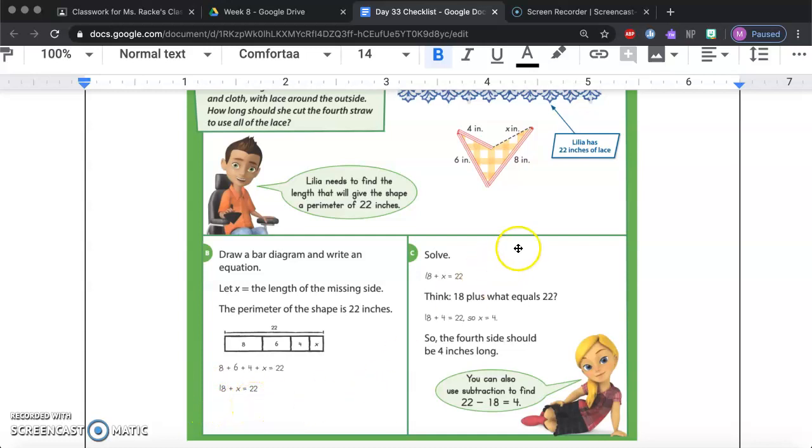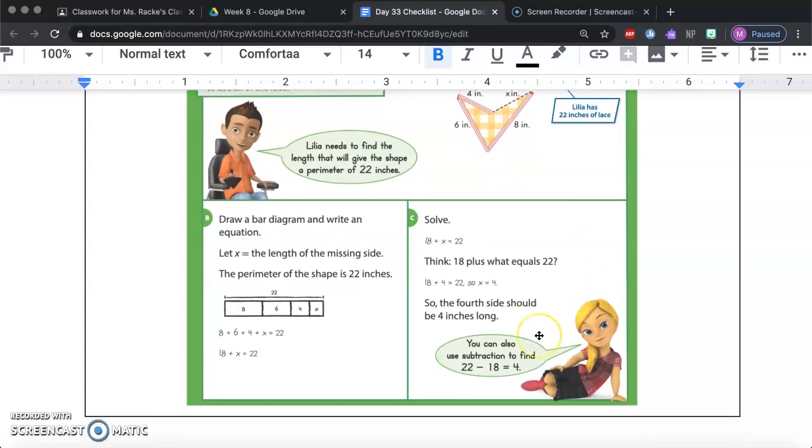Then you're going to solve. So think 18 plus what equals 22? 18 plus 4 equals 22, so x is equal to 4. So the 4th side should be 4 inches long. You can also subtract to find it. So saying 22 minus 18 equals 4.